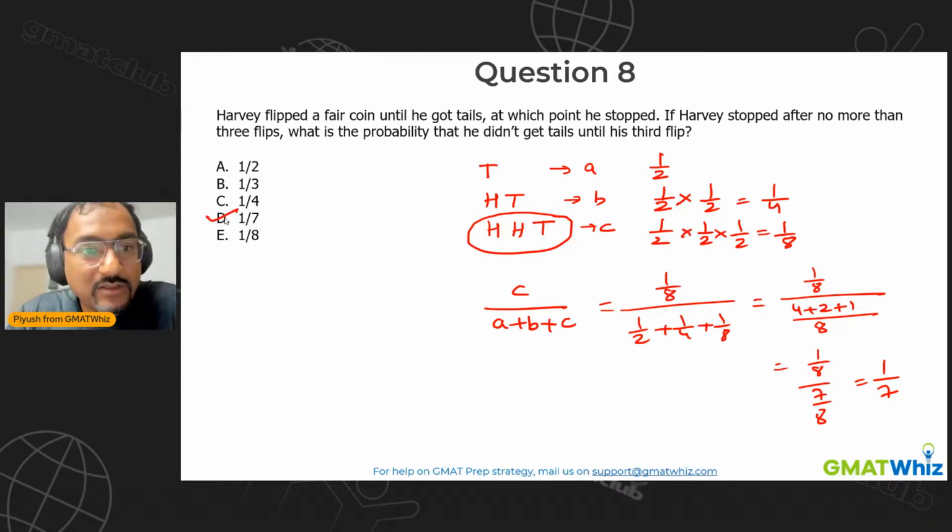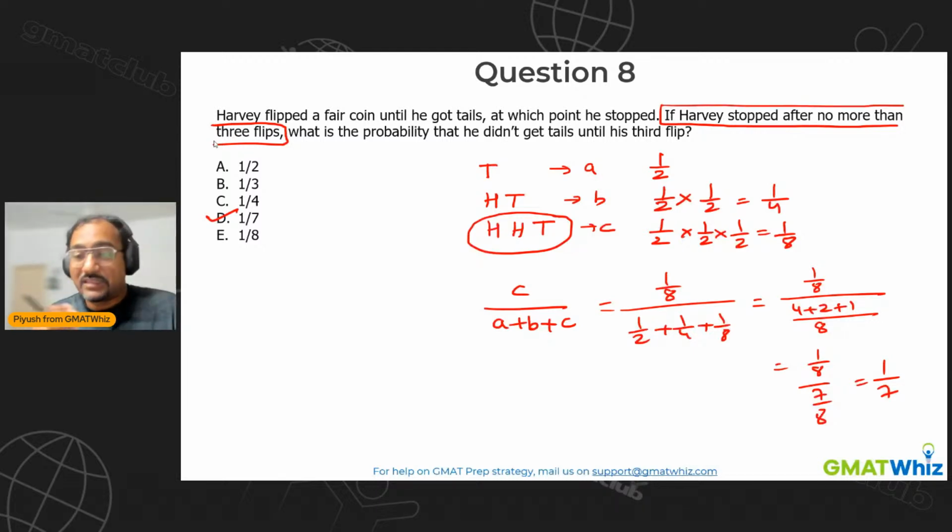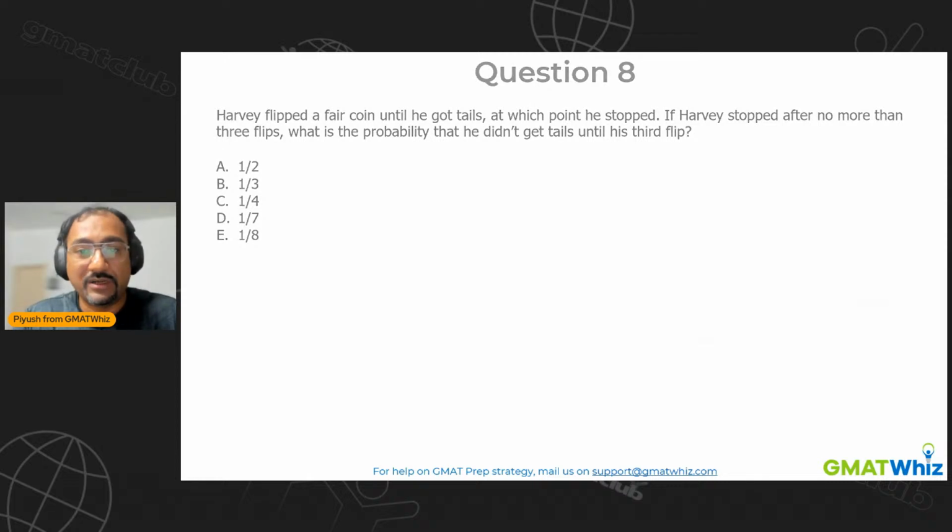Okay, guys? So no need to use the conditional probability formula, honestly, here. If you want to use it, you can. Totally up to you. But I don't recommend it, I don't teach conditional probability to my students unnecessarily. I've never seen a GMAT question where you need to use that. Just understand that if they have given a particular situation, like it's very clearly mentioned that if Harry stopped after no more than 3 flips, that means the total cases here are limited to the 3 flips, and he has definitely gotten a tail by the third flip at the latest. That's what we need to understand. That's my total cases. You don't need to use conditional probability then at all.